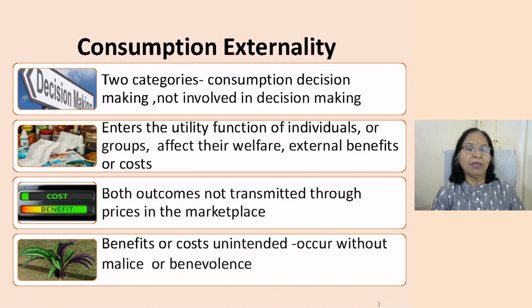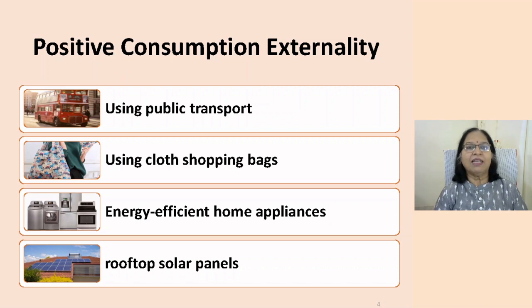This consumption behavior of the consumer enters into the utility functions of individuals or groups, affects their welfare, and creates external benefits or a harm to other parties. Both these outcomes are not transmitted through the market mechanism and hence are a form of market failure. It is also important to know that these costs and benefits occur without malice or benevolence, and these are unintended. Positive consumption externality is the benefit that accrues to the third party without them being involved in that decision making.